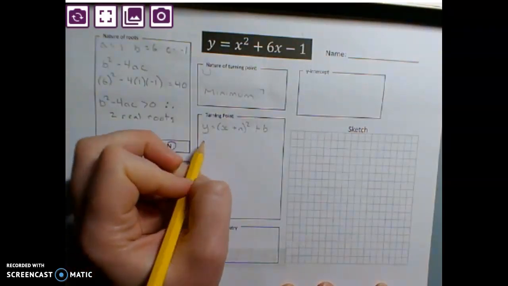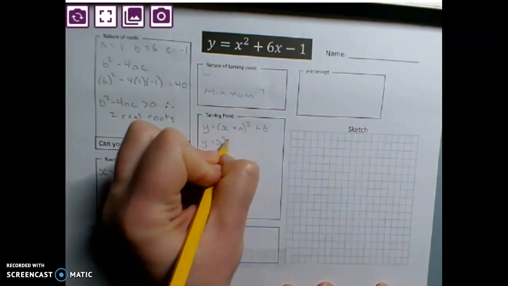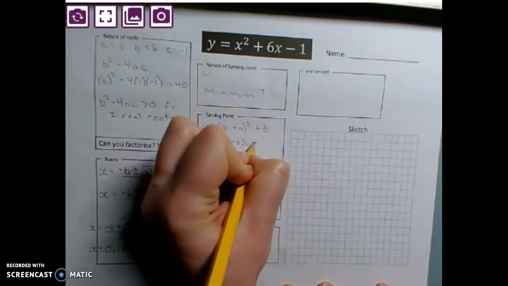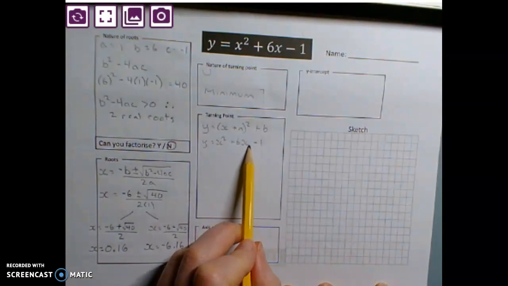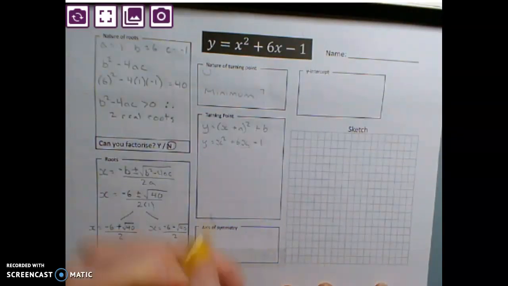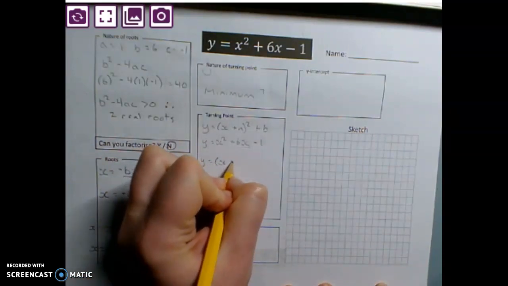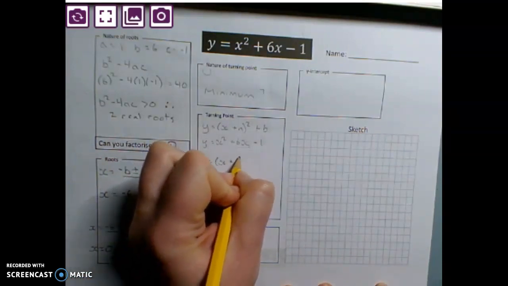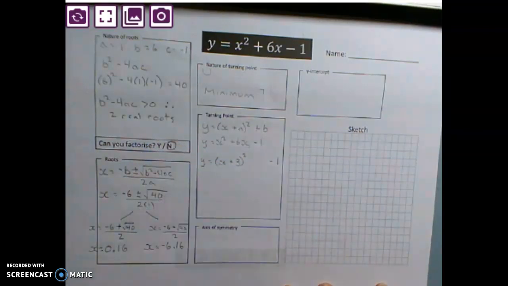To complete the square on this question, I'll write out the equation again, plus 6x minus 1. So we need to start the square. To do that, we look at these values here, and we're going to half it. So we have y equals (x plus 3) squared, and then we still have the minus 1.